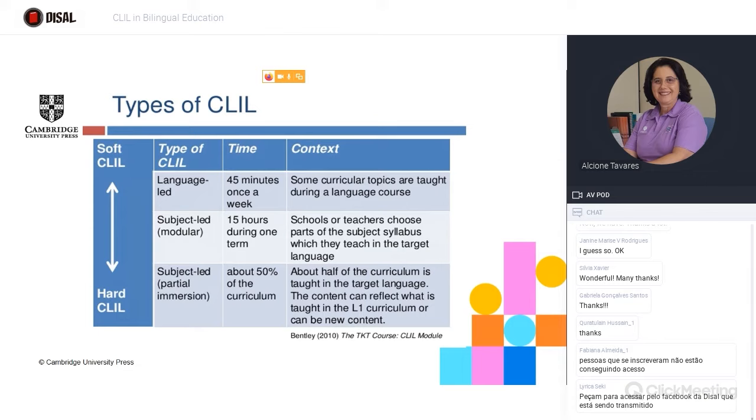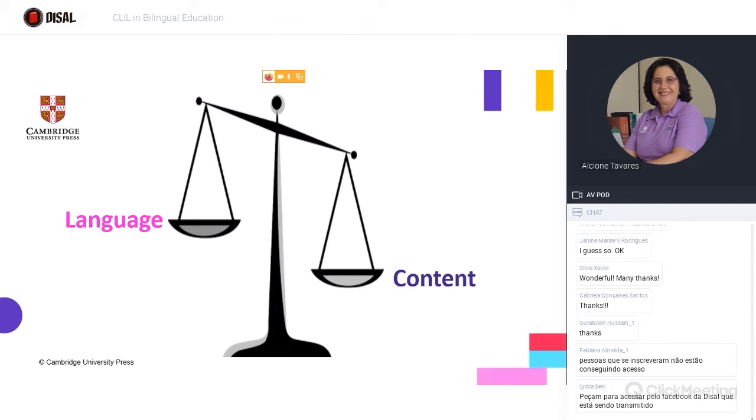Midway between soft and hard CLIL, you'll find subject CLIL with a smaller amount of hours. So in that case, the context is the following. Schools or teachers choose parts of the subject syllabus which they teach in the target language. Whenever we think of CLIL lessons, we must think of a balance between language and content. This is fundamental.